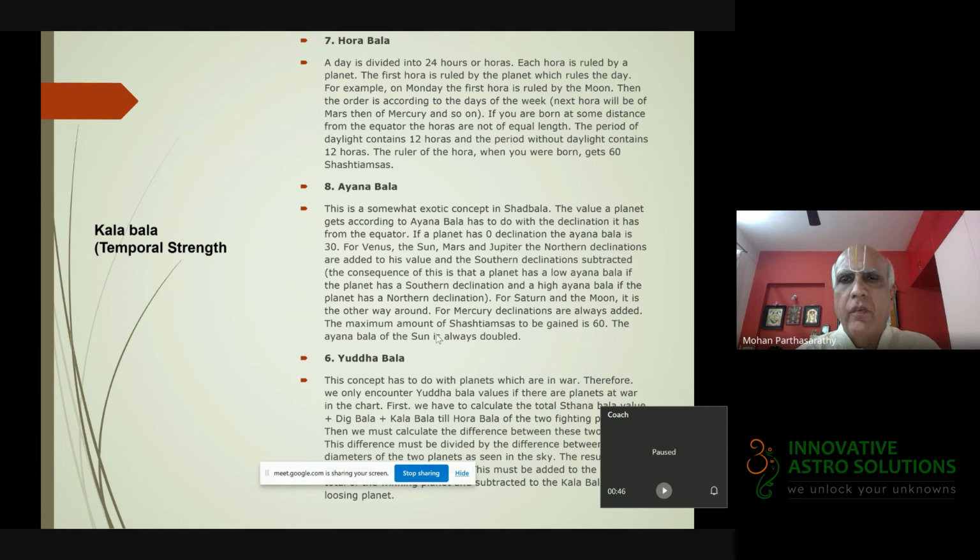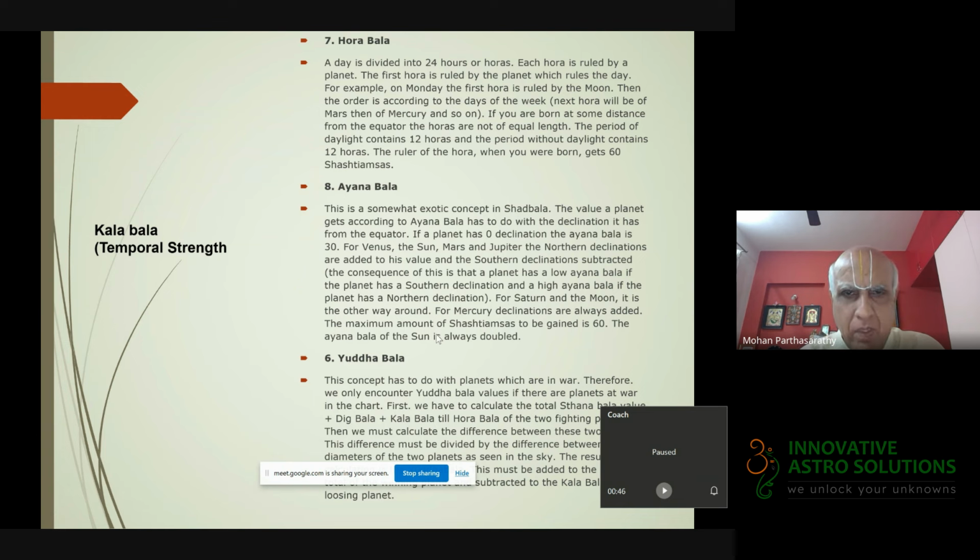If a person is born at some distance from the equator, the horas are not of equal length. The period of daylight contains 12 horas and the period of nighttime consists of 12 horas. The rulers of the hora when you are born get 60 Shashtiyamsas. So this is the rule.